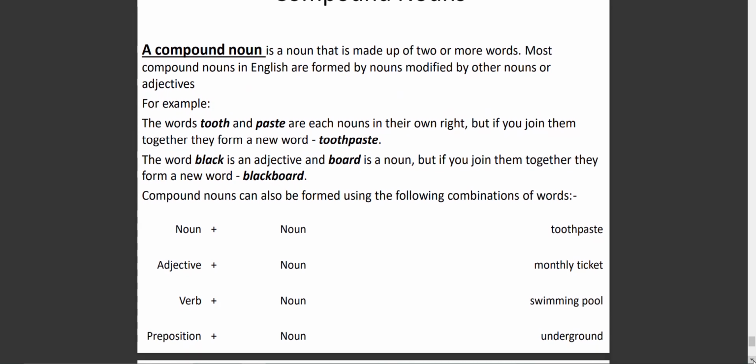Look at these examples. Noun plus noun, toothpaste. Adjective plus noun, monthly ticket. Verb plus noun, swimming pool. And then preposition plus noun, underground. Okay?